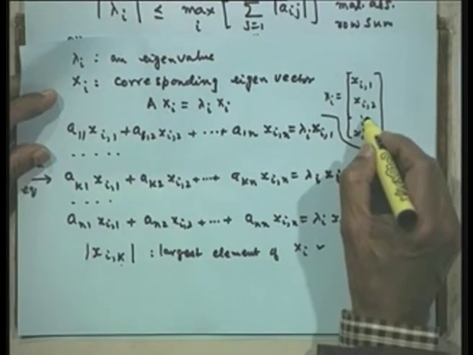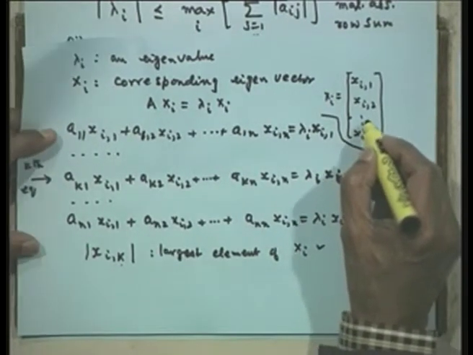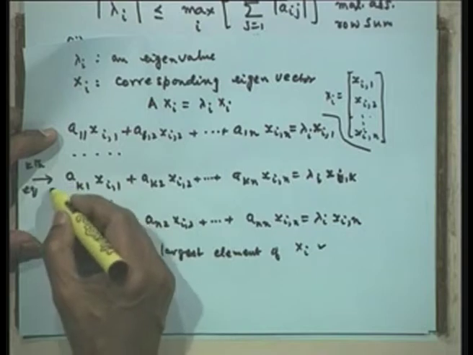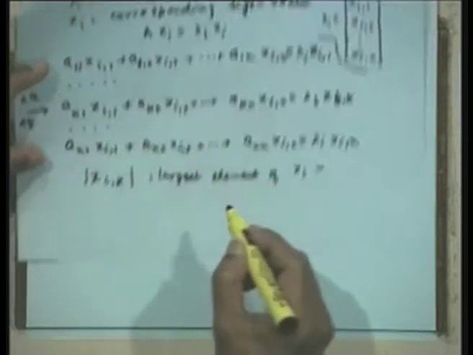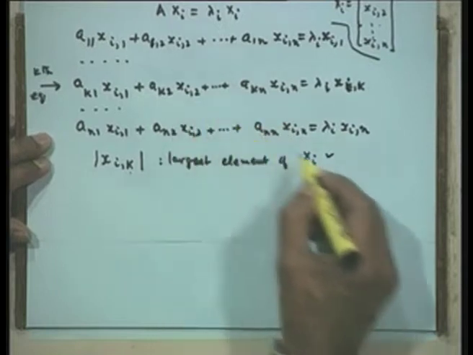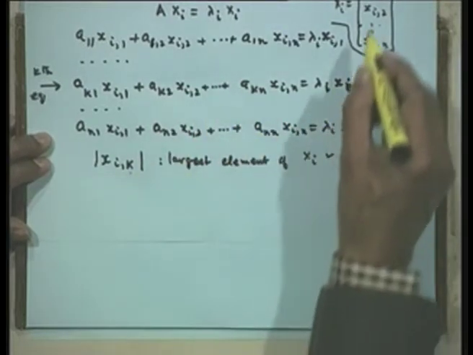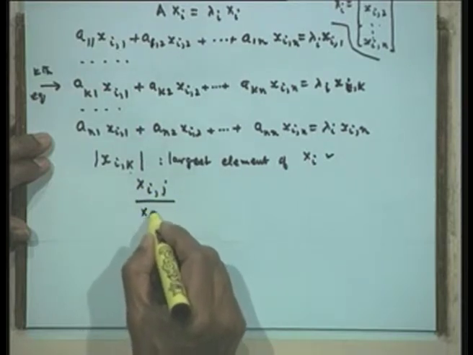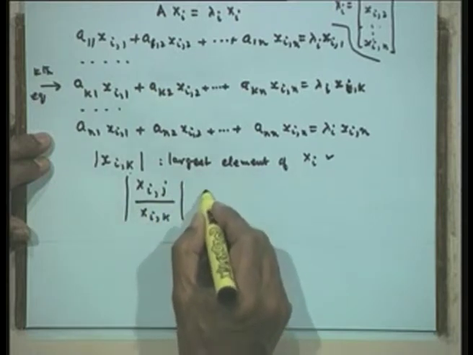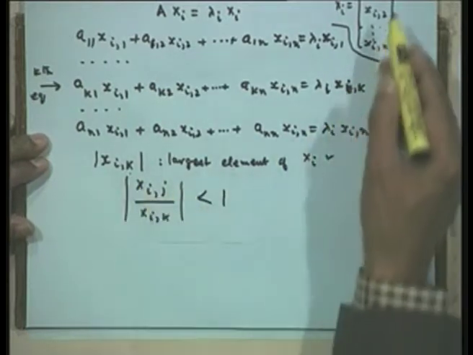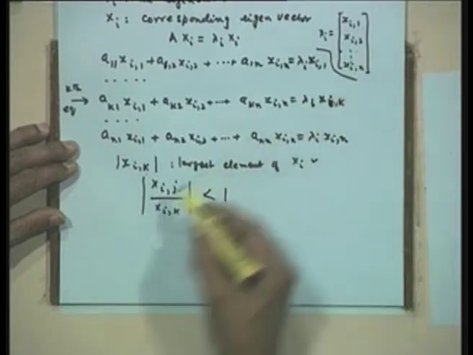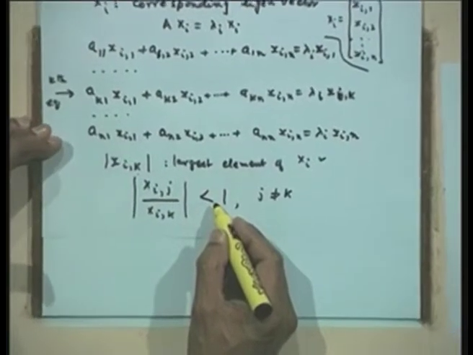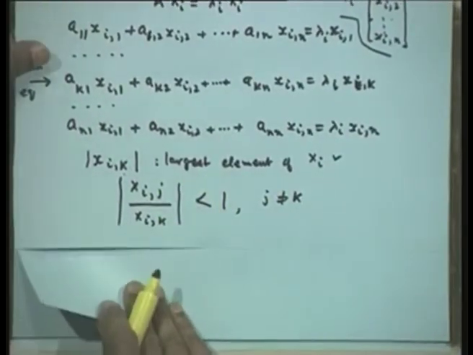Now I will pick up that particular equation to tackle it and find the bound. If xik is the largest element in magnitude, I pick the corresponding kth equation. What does this imply? The ratio of any xij divided by xik in magnitude is going to be less than or equal to 1, because xik is the largest element in magnitude. For the other components, j not equal to k, this ratio is always at most 1. That is the definition of the largest element of xi.